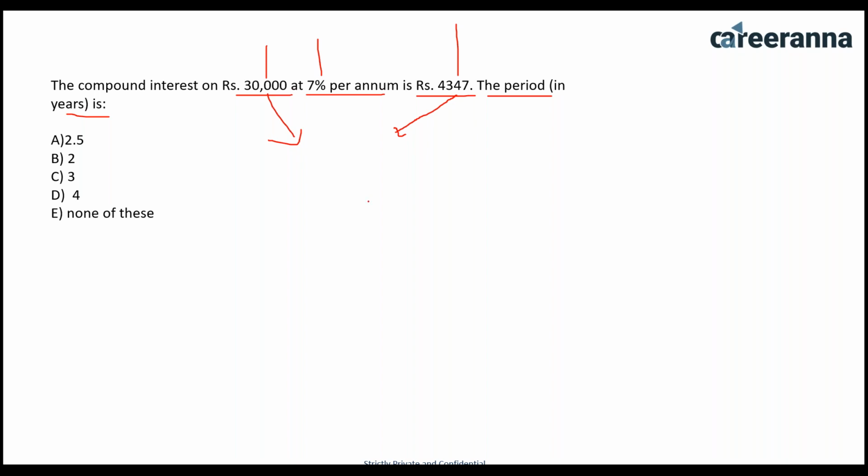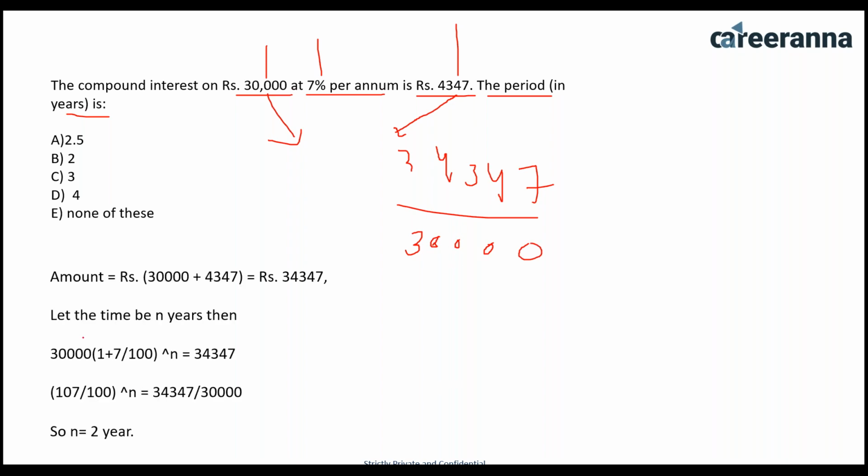Yes, Niharika, amount is this. Okay, let me tell you a trick. As per the question, the amount should be 34347. Please forgive me for my handwriting. If I have to divide it by 30,000, see, amount for this is this. Let the time be n years.